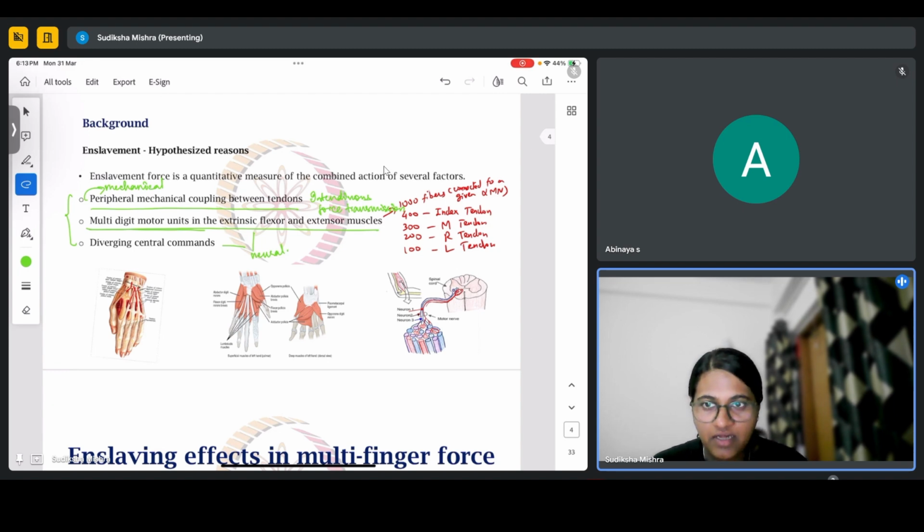There is the third hypothesis, which is essentially diverging central commands, wherein there is a mosaic in the central nervous system that supplies the muscles in a particular area. These mosaics might have overlaps, and these overlaps might lead to finger enslavement. So, this is the third hypothesis.